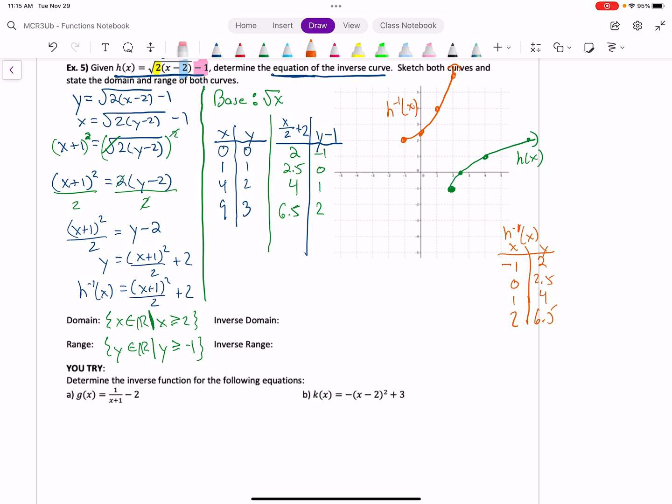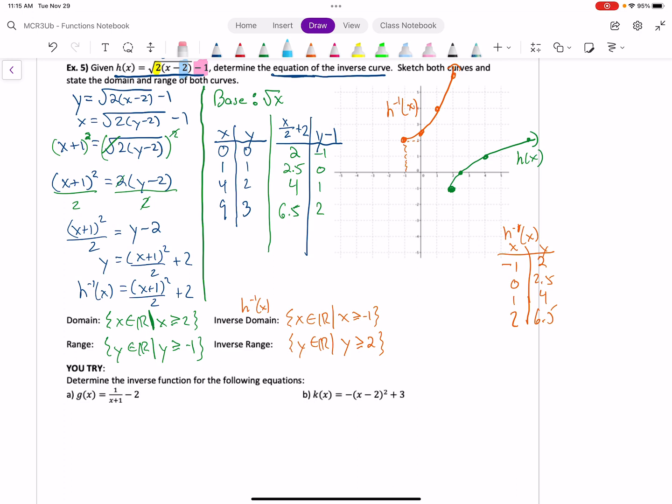Now if I look at the inverse, so these are my h to the -1 of x. The domain is all real numbers, but it starts at -1, right? So there's my -1, so x is greater than or equal to -1. And if I look at my range, y is all real numbers, but this one starts at +2. So y is greater than or equal to +2.